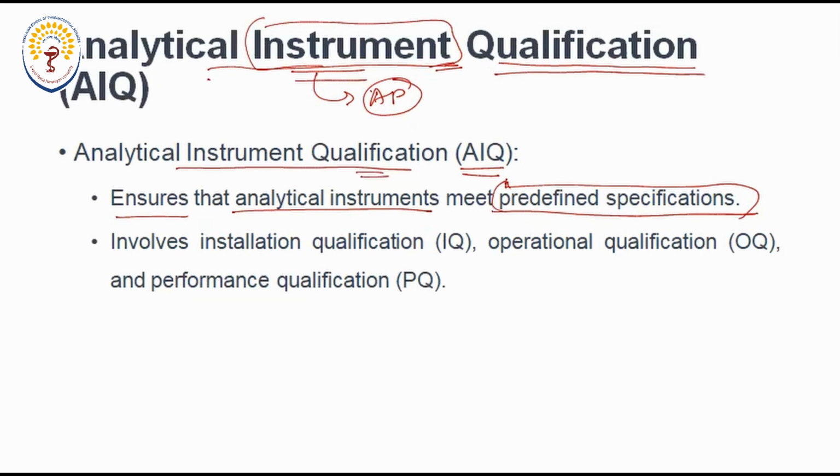Instrument qualification has some parts, and you must know these terms: installation qualification, operational qualification, and performance qualification. These are very important terms that are frequently used during instrument qualification. Installation qualification is done at the time when you are installing the instrument. Operational qualification you are doing while the instrument is performing its work. And last, you are doing the performance qualification. You are constantly checking whether your instrument is giving quality results or not.